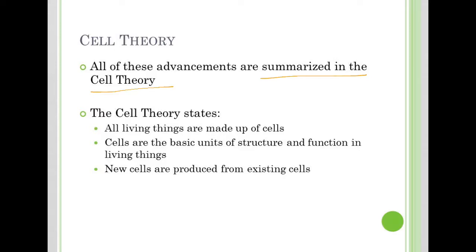And there are three main parts to the cell theory. The cell theory states, number one, all living things are made of cells. Okay? Number two, cells are the basic units of structure and function in living things. Now those two things might seem similar, but think about it. This is saying we're made of cells, and this is saying cells are the smallest bit of living material that you can have. So anything smaller than a cell would not be considered a living thing, basically. Does that make sense? Number three, new cells are produced from existing cells. And we'll talk about that when we get to cell division.